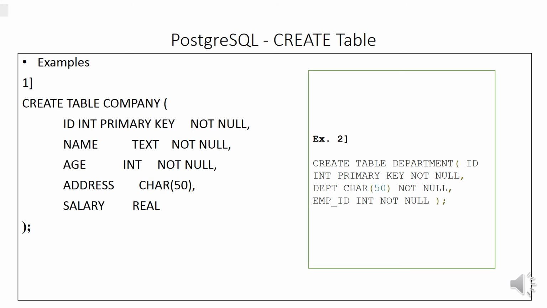Here we will take a simple example. Also, second example number 2. Create table department. Here we have to create the table, and it consists of three fields. The first one is ID, its data type is integer. It is also primary key and not null. The second one is department. It has 50 characters, so character 50 means we can provide up to 50 characters only for the department, not more than that. It means we do not provide 51 characters or so. Not null.